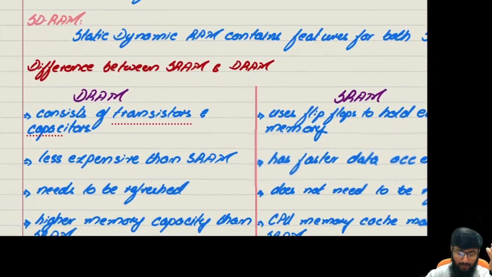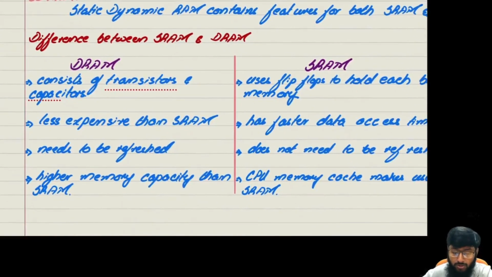Now if we come to the differences between the SRAM and the DRAM, DRAM consists of transistors and capacitors. They are less expensive than SRAM because they are slower. They need to be refreshed, as we just discussed. They have higher memory capacity. Why? Because they are refreshed again and again, so they can have more memory capacity as compared to the SRAM.